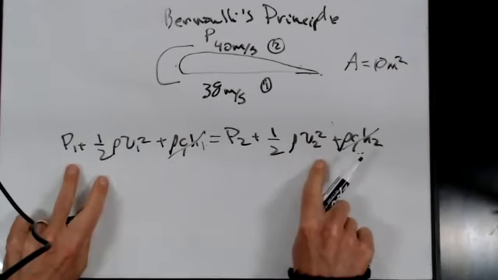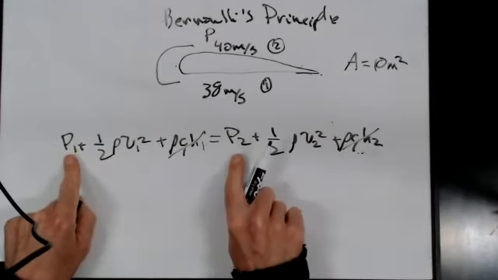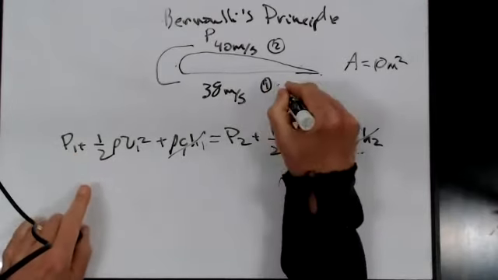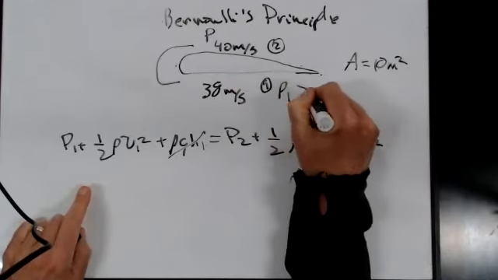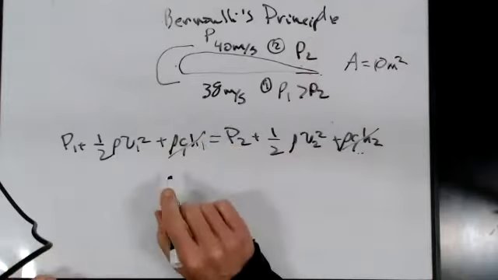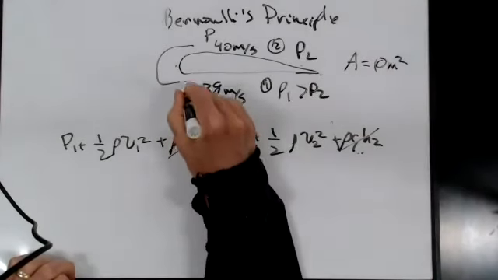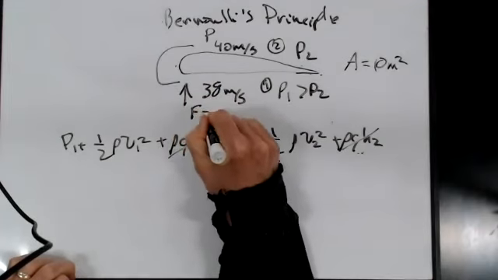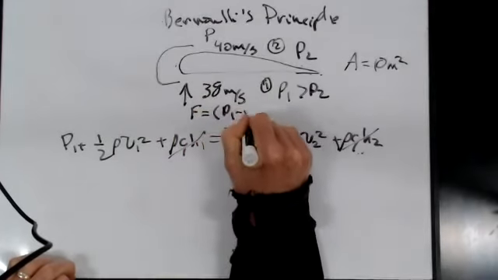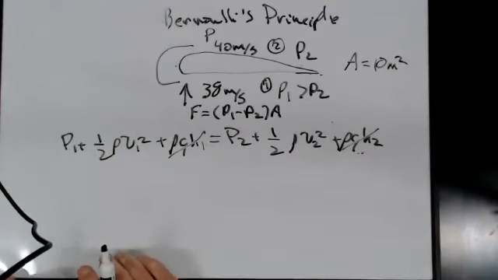And so if this term is bigger than this term, then this term has to be bigger than that term. And that's what gives you P1 is greater than P2, where this is P2 up here. That's what gives you a net upward force. And so the force going up is just equal to the pressure difference times the area. That's the net upward force.